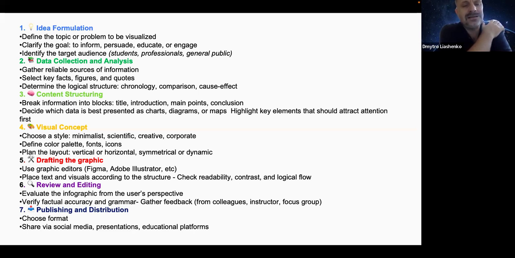The final step is publishing and distribution. We should choose the format of representation, export our graphic in this format, publish our graphic work on the net, share via social media, educational platforms, etc.